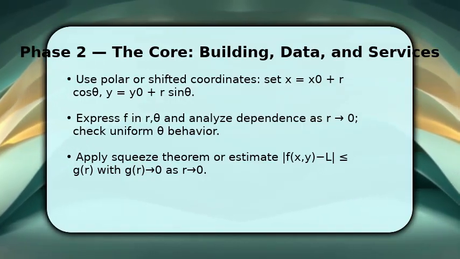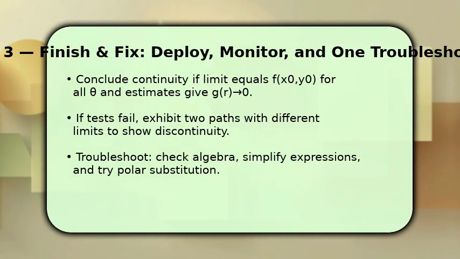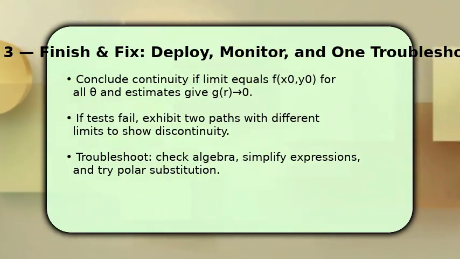When your r-based estimate forces |f − L| → 0 independent of θ, declare continuity at the point. If you encounter a mismatch, produce two explicit paths with distinct limits to demonstrate discontinuity. If neither works, troubleshoot methodically.